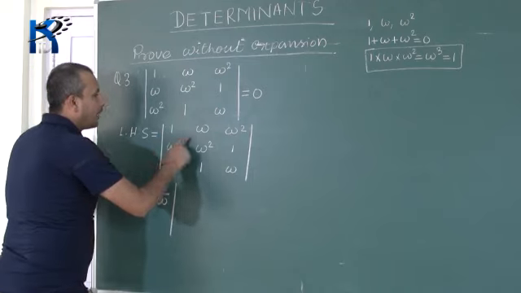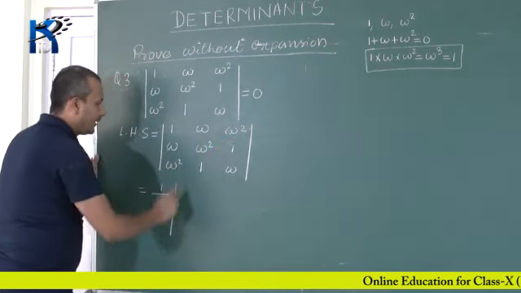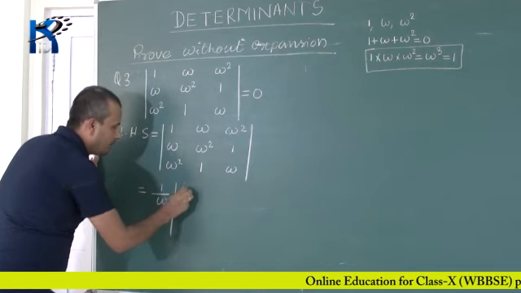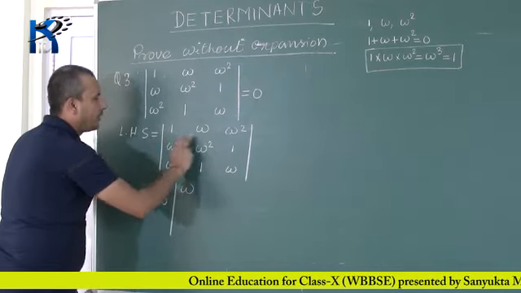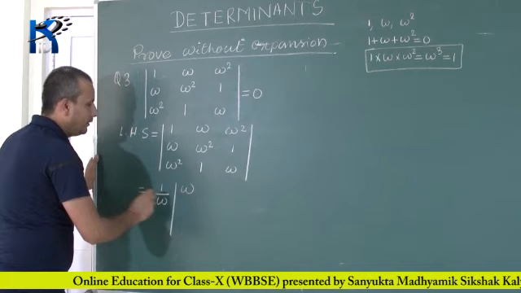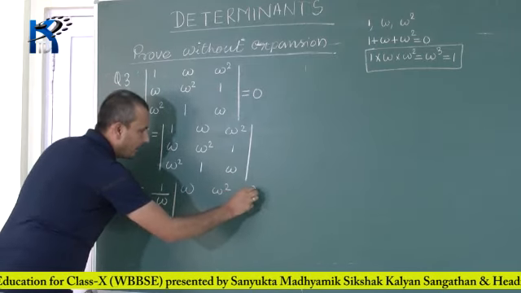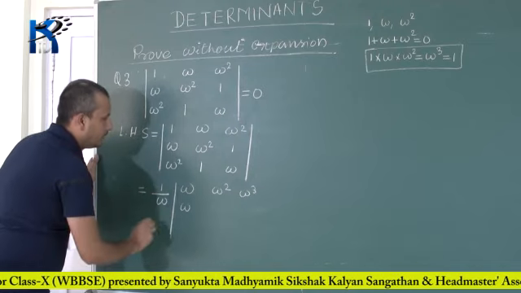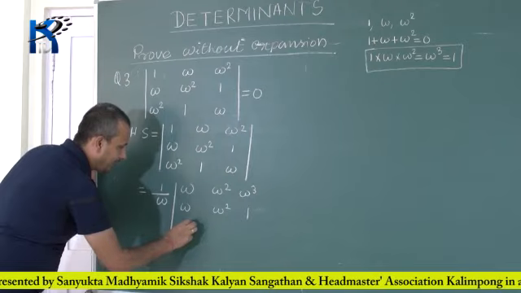I'll multiply R1 by omega. If I multiply this R1 by omega, then what will we get? Multiplication takes place only in one row or one column. You can multiply only one row or one column. If I multiply this one by omega, then it will be omega square, and this is omega cube. The other two rows will remain same, no need to multiply.